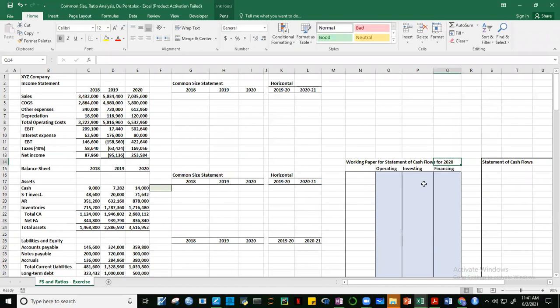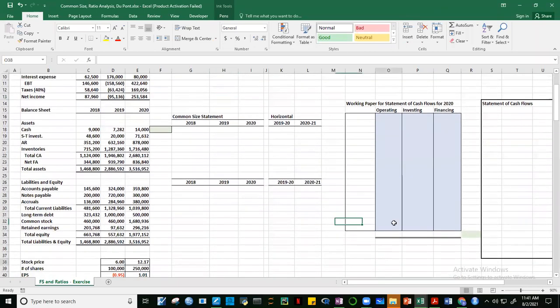And also, we can do the same for 2019. Kasi meron tayong income statement 2019, balance sheet 2019, and balance sheet 2018. But can we do the statement of cash flows for 2018? Given this, hindi pa pwede. Meron tayong income statement ng 2018, balance sheet ng 2018, wala tayong balance sheet ng 2017. Okay? So we can construct the statement of cash flows for both 2020 and 2019, but not for 2018.